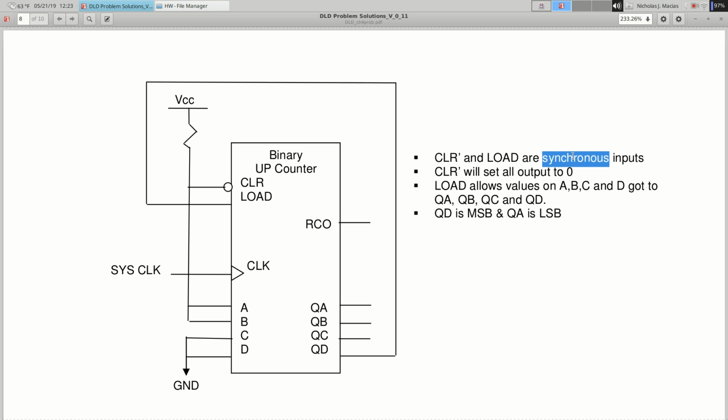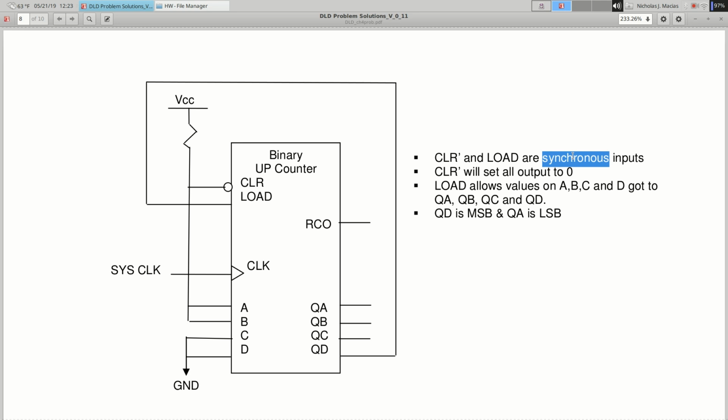Okay, so clear is synchronous. Doesn't matter for this circuit because clear is always tied to 1. But the load input is also synchronous. So we can put values on A, B, C, D, and we can set the load line to 1, but it doesn't do anything until the next clock tick. And then it tells you clear quote sets all the outputs to 0. Load allows values on A, B, C, D to go into QA, QB, QC, QD. And QD is the most significant bit, QA is the least significant bit.